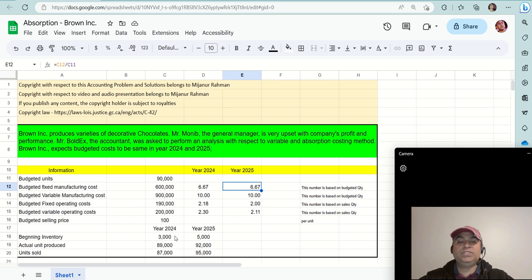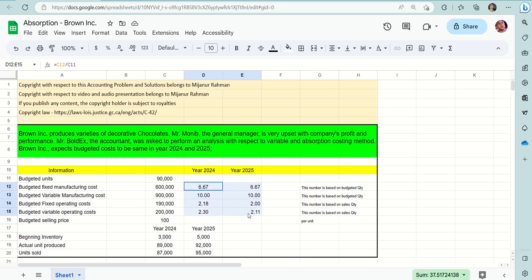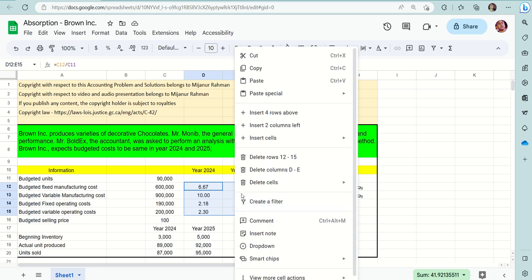The inventory for 2024 is 3,000 beginning inventory. Units sold was 87,000 and units produced was 89,000. Year 2025 beginning inventory 5,000. Actual units produced was 92,000 and units sold was 95,000. Okay, it's a good idea to have your information structured this way. Okay, and then once that is done, we weren't given this information right here. We populated this information.